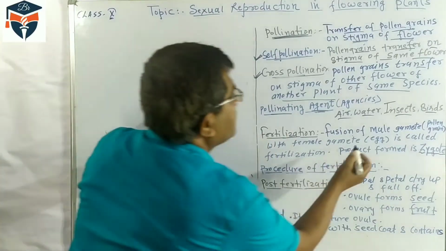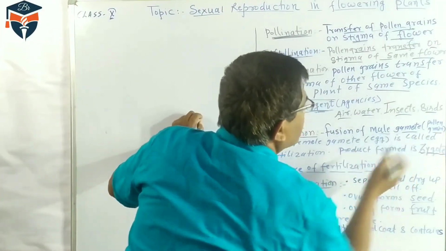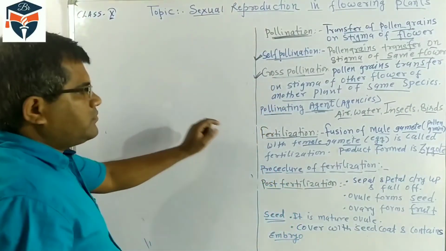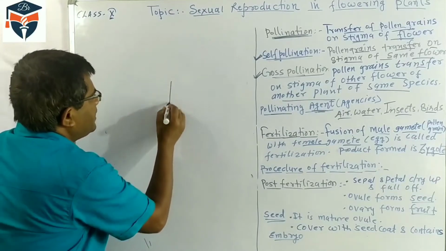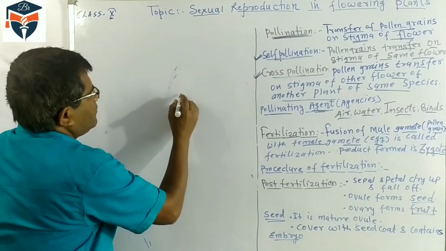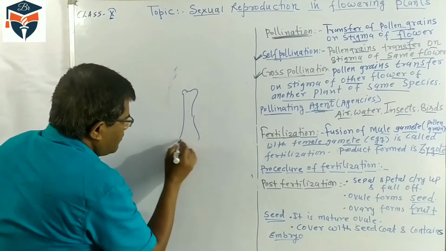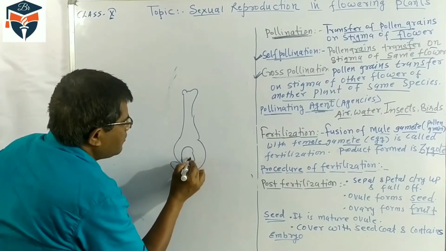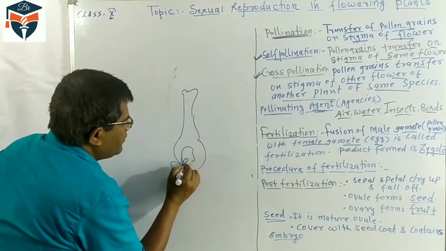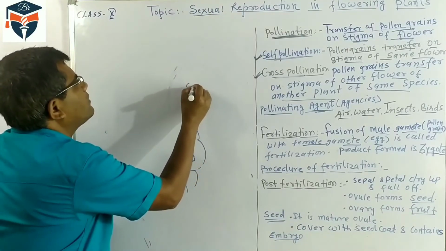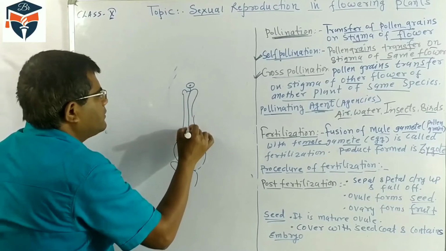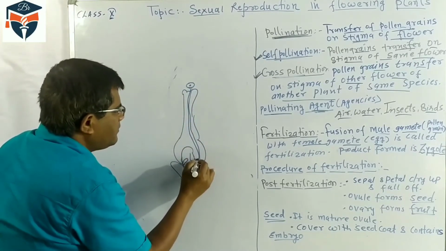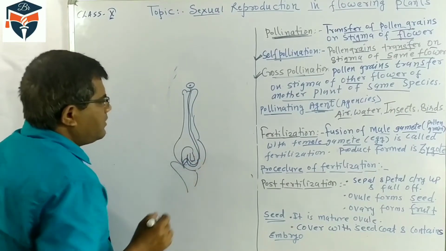The male gamete is the pollen grain, and the female gamete is the egg. These male and female gametes are inside the flower. This is the stigma and the ovary. Inside the ovary, as I told you, is the ovule. After pollen grain germination, the pollen tube enters inside the ovule.